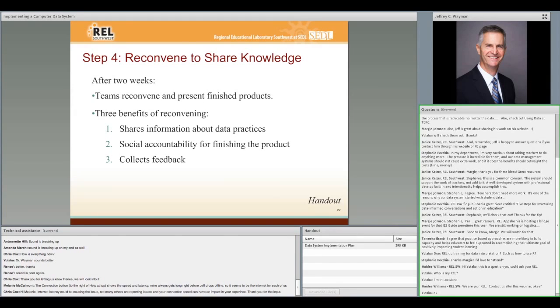So if we talk about benefits from reconvening here, one of the main benefits is it shares information about data practices. This is what we were just talking about. By reconvening, it also produces a social accountability for finishing this product. And I've written an earlier work about the importance of this accountability. I called it positive peer pressure at the time, and we all need that. If we just say, go do this problem and think about it on your own, it might or might not get done, and it may or may not get done in good fashion.